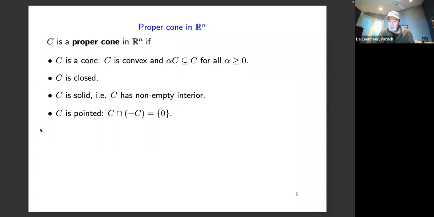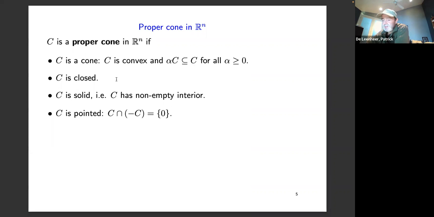All right, so we need some math, and the first thing is a geometrical object. It's a proper cone in Rn. What do I mean by a proper cone? Well, first of all, it's a cone, which is a convex set that's invariant under scaling by non-negative numbers. So if I take a vector and I double its size, then I'm still in the cone.